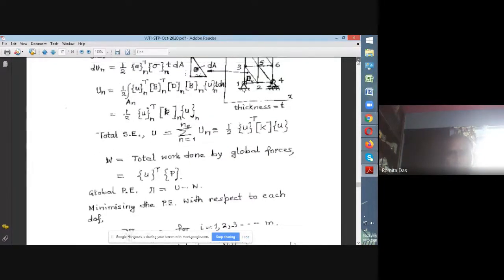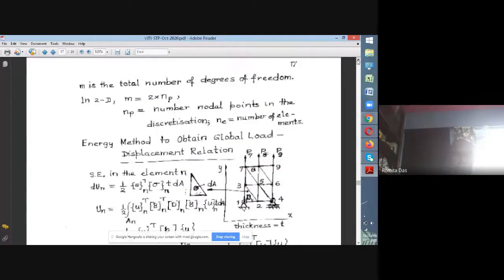This is known as the equilibrium approach, and in fact the finite element method was finally established by considering this equilibrium approach for civil engineering structures, and that's very simple to understand. But later on, people showed that the same relationship can be obtained from the potential energy formulation. So, an energy method to obtain global load-displacement relations. How do we do that?